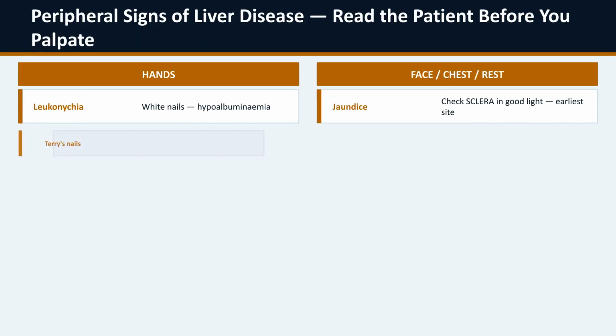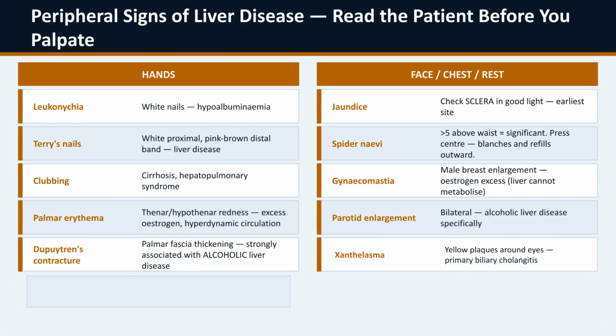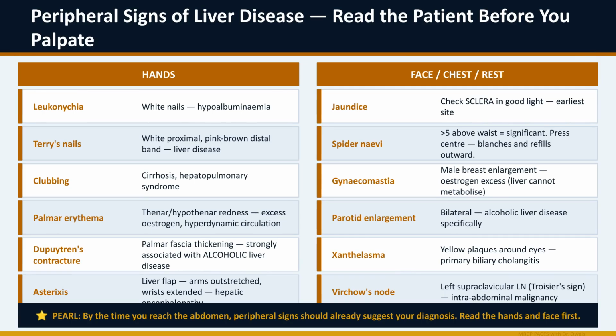The abdominal examination is rich in peripheral signs, and they are assessed as part of Skill B because they help build the diagnosis before you even touch the abdomen. Hands. Look for clubbing. In a liver disease patient, clubbing suggests cirrhosis or chronic liver disease. Leukonychia, white nails, hypoalbuminemia from liver disease or nephrotic syndrome. Terry's nails, white proximally with a pink-brown distal band, also liver disease. Koilonychia, spoon-shaped nails, iron deficiency, which may point to chronic blood loss or malabsorption.